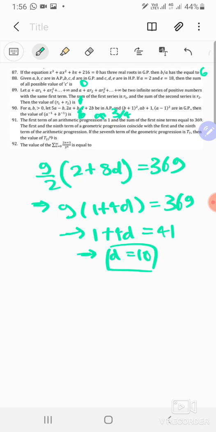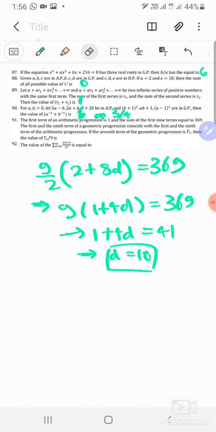The first and ninth term of a geometric progression coincide with the first and the ninth term of the arithmetic progression. If the seventh term of the geometric progression is t7, then the value of t2 by 9 is, oh, I think it should be t7 by 9 in that case, because t2 is not yet defined. Fine, so I think it should be t7 by 9.